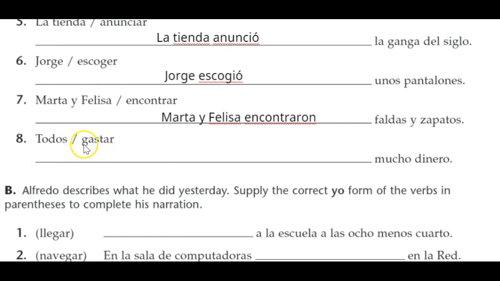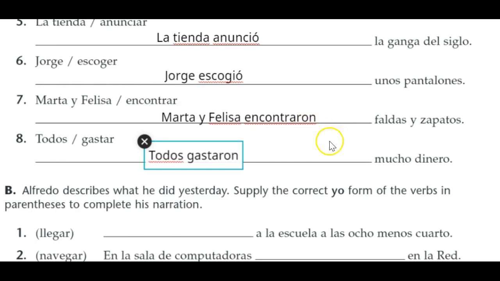Todos, and the word is gastar. Todos means everybody, everyone. Todos, so it's plural, right? Todos gastaron, right? Everybody spent. Gastaron, they spent what? Mucho dinero. They spent a lot of money. Everybody spent a lot of money.